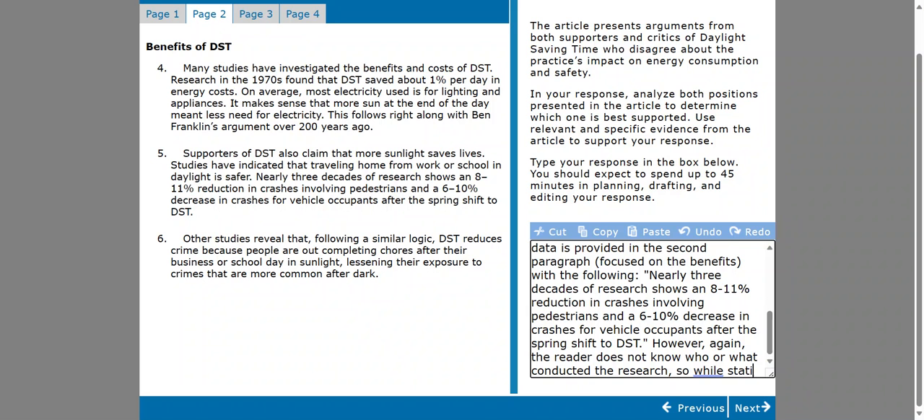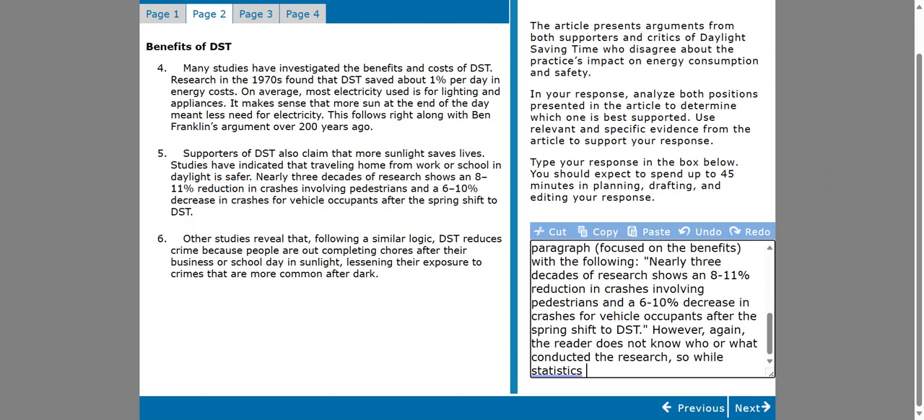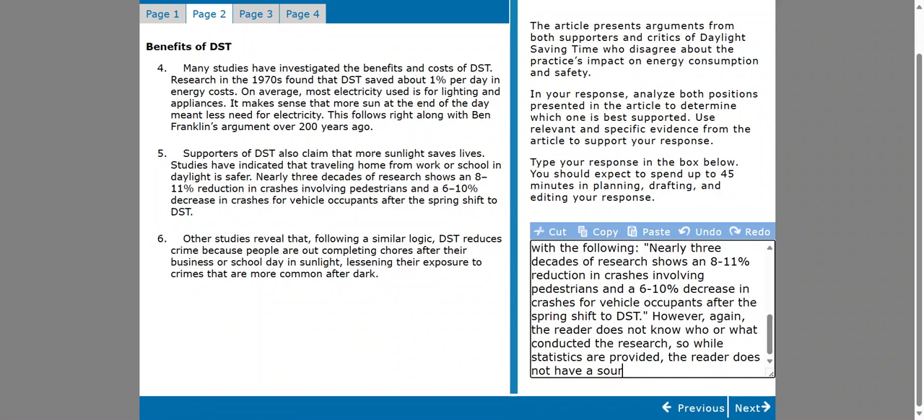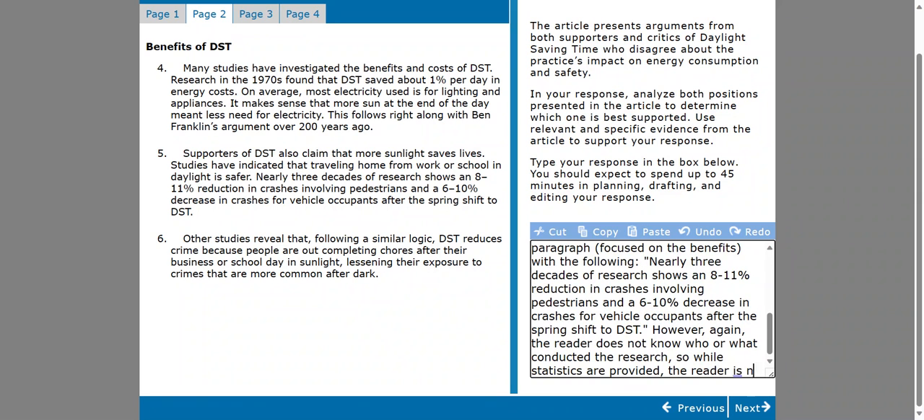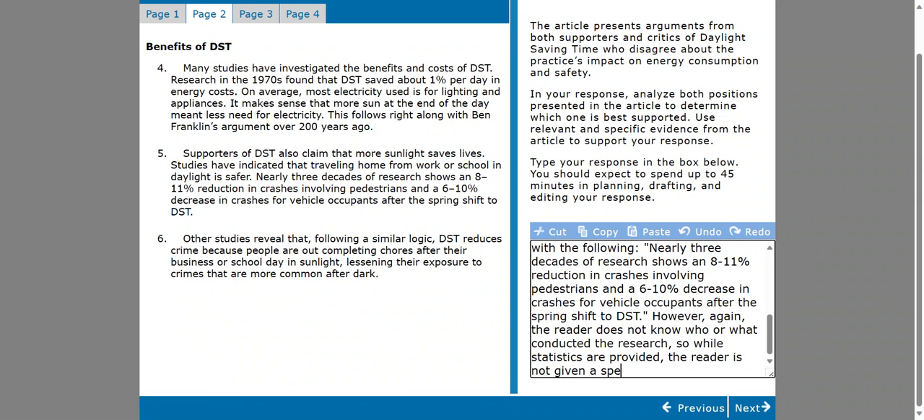So while statistics, because that's essentially the data, so while statistics are provided, the reader does not have a source, is not given a specific source. So again, we don't know the source of the information. We don't know where it's coming from. Now let's take a look at paragraph 6, right, writers, and then we will take a look at our paragraph.